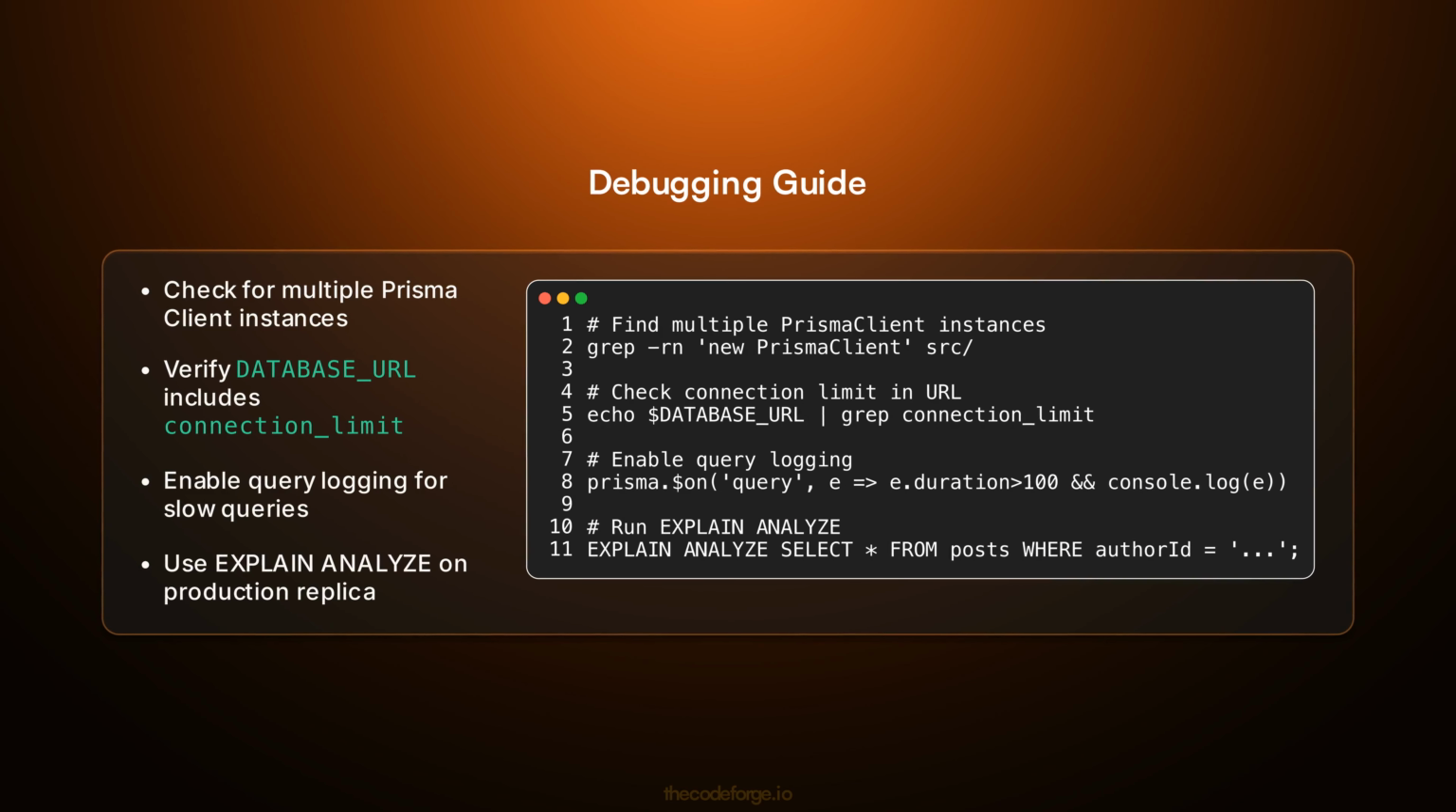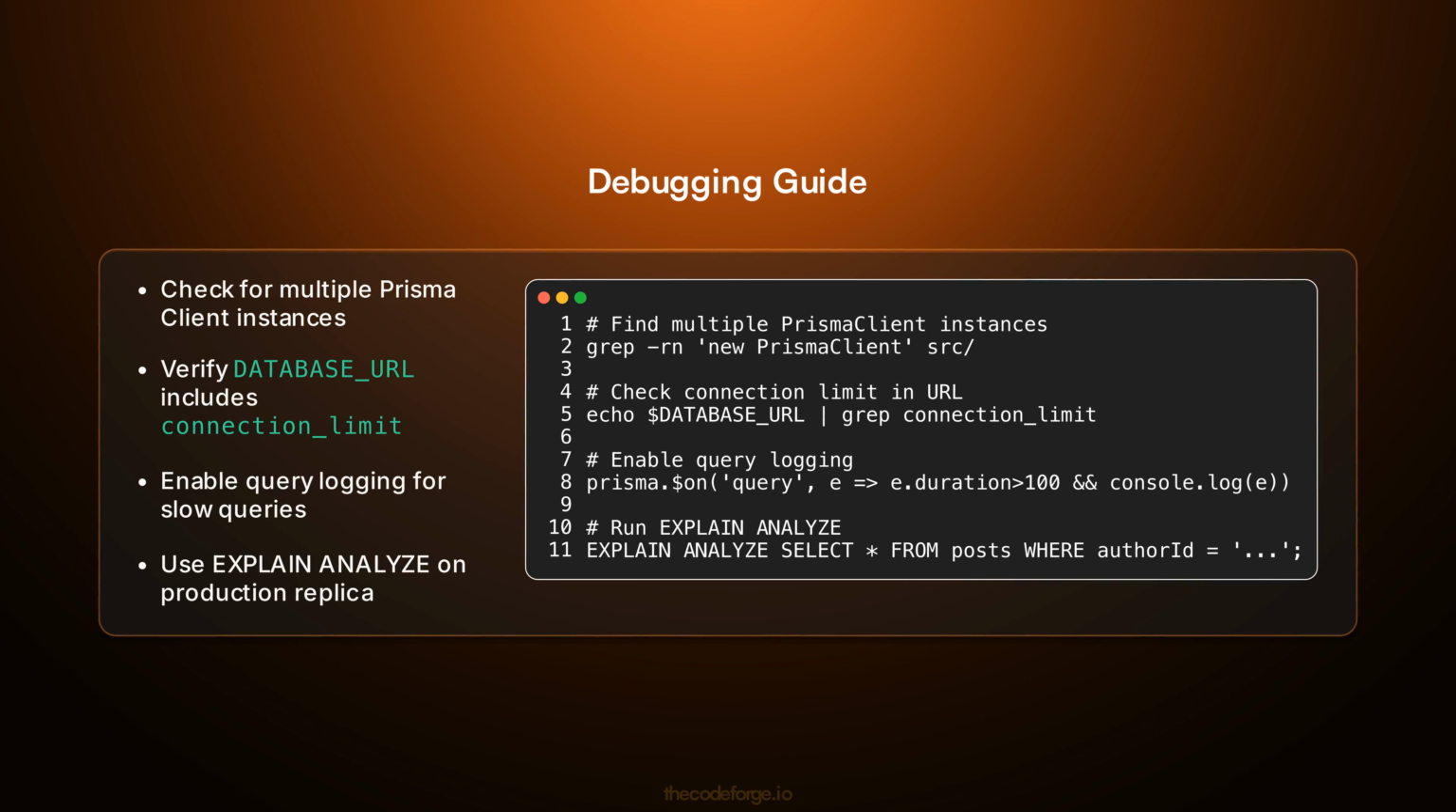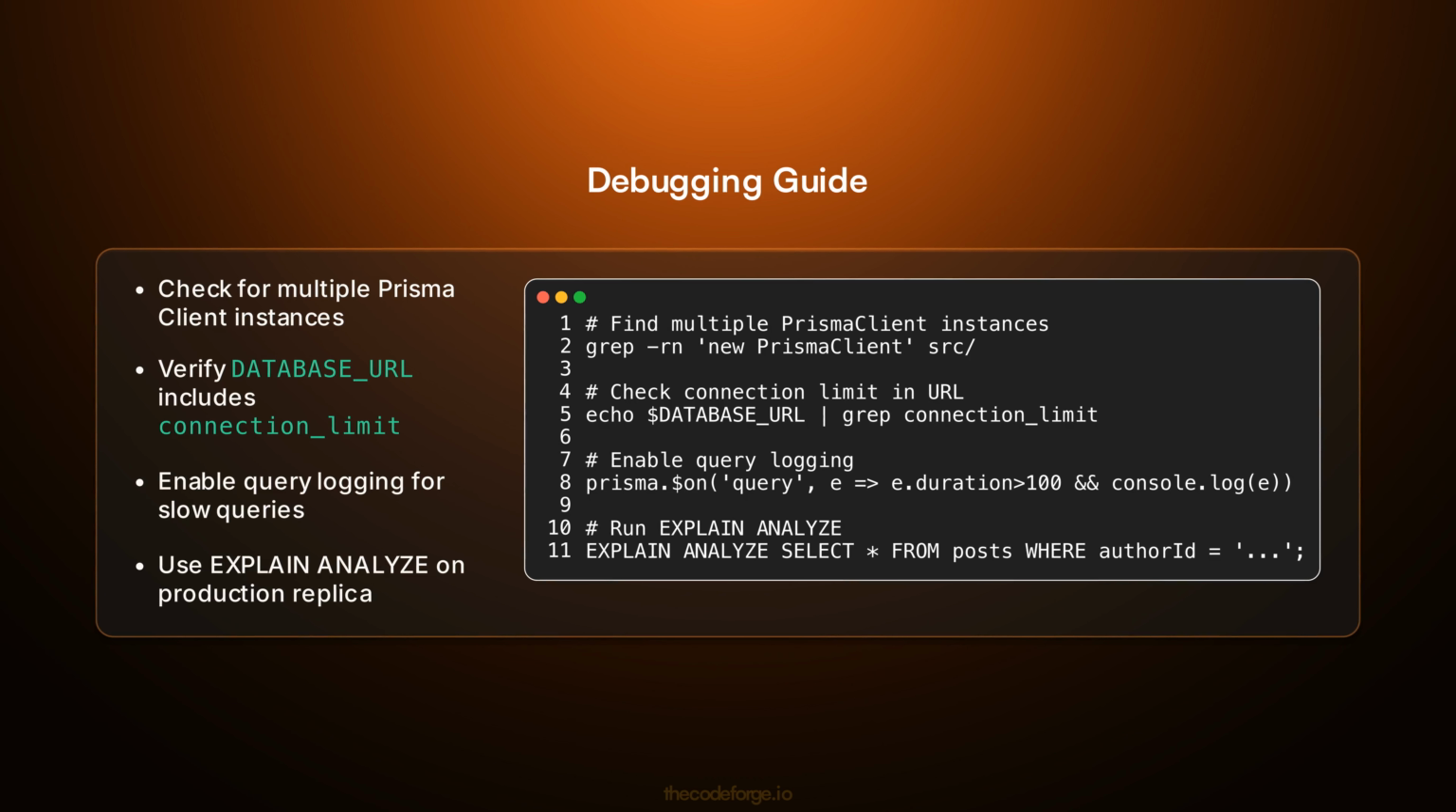Here's how to diagnose common Prisma issues. First, check for multiple Prisma client instances with grep. Verify your database URL includes connection_limit=1. Enable query logging to find slow queries, and use EXPLAIN ANALYZE on a production replica to check for missing indexes.